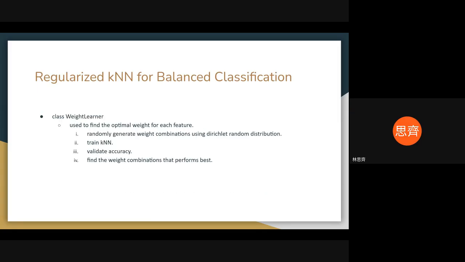Okay, next we have the class weight learner. The weight learner is what we use to find the optimal weight for each feature. So the steps to do this are: we first randomly generate weight combinations using the Dirichlet random distribution, and then we train KNN for each weight combination that we generated. And then we calculate accuracy on the validation set and find the best weight combination. Okay, next page.